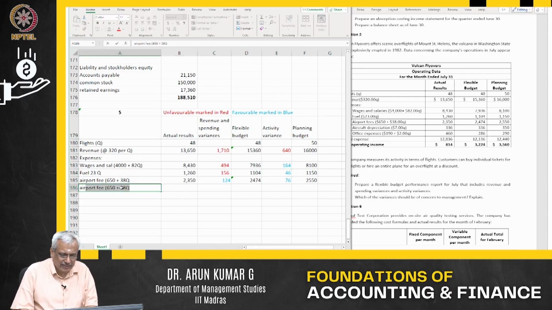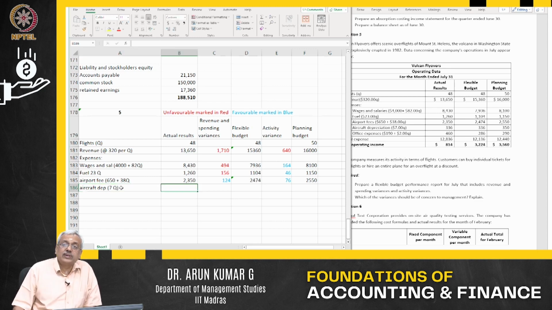Next, aircraft depreciation. It is at 7Q. So what is the actual? Actual is 336. Budgeted should be 7 into my 48, 336. So variance is 0. In this particular case, it will be 350 is actual budgeted. So what happens? 14 is your variance, which is again favorable to a large extent.